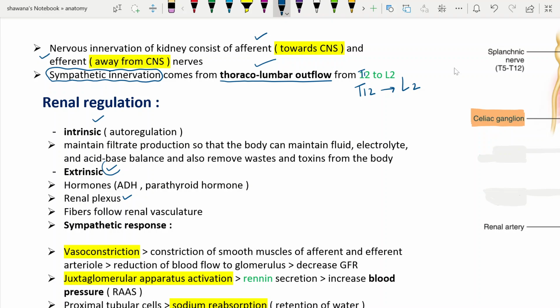The fibers of the renal plexus follow the renal vasculature. This is an important thing. The kidneys are innervated by nerves, but how do the nerves follow a path? The nerves follow the path of the arteries: the renal artery, then the segmental arteries, then interlobar arteries, then arcuate arteries, then interlobular arteries. Then the afferent arteriole and the glomerulus. They go up to the afferent and efferent arterioles and act there. They follow the arterial pathway of the kidney.